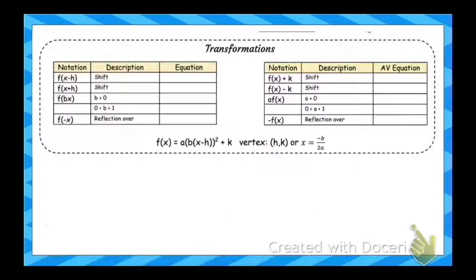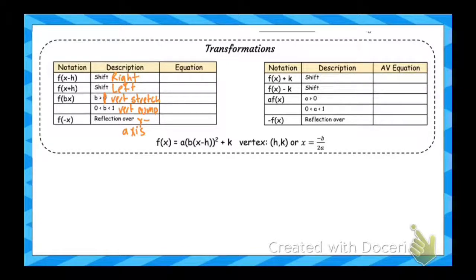So then we just revisited that chart that we've made a few times before now. So f of x minus h is a shift right. F of x plus h is a shift left. B is greater than or equal to 1, that should say 1. That's a typo on your notes. That is your vertical stretch. If it's in between 0 and 1, that's a vertical compression.